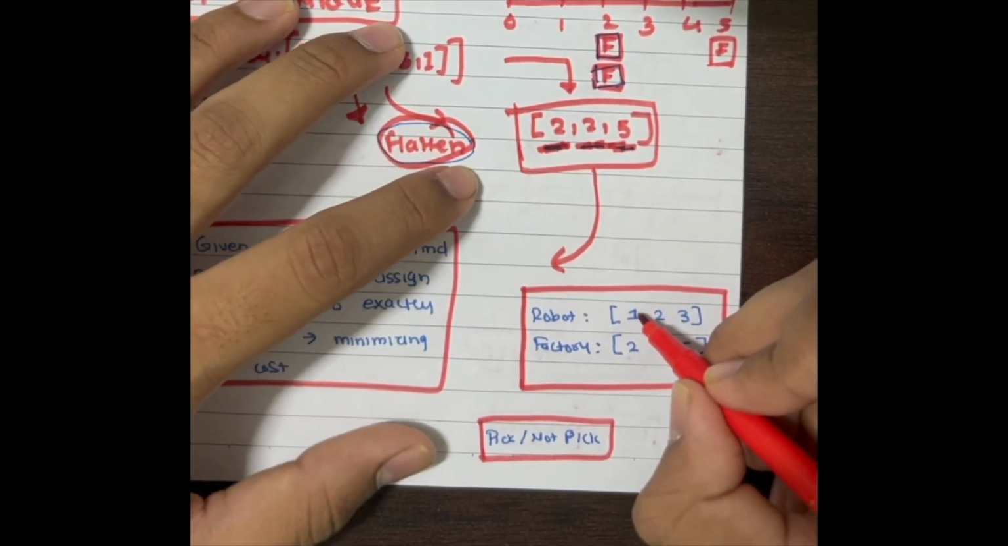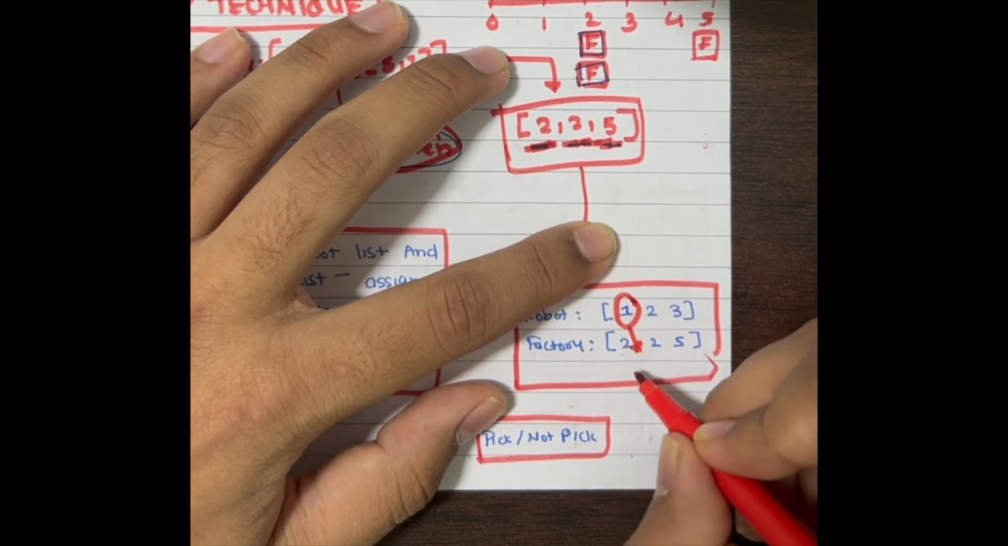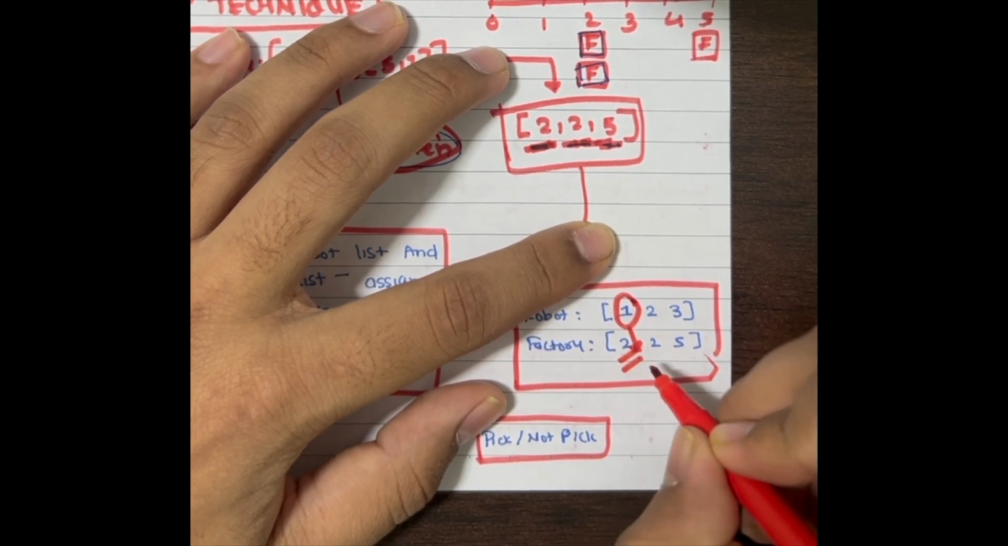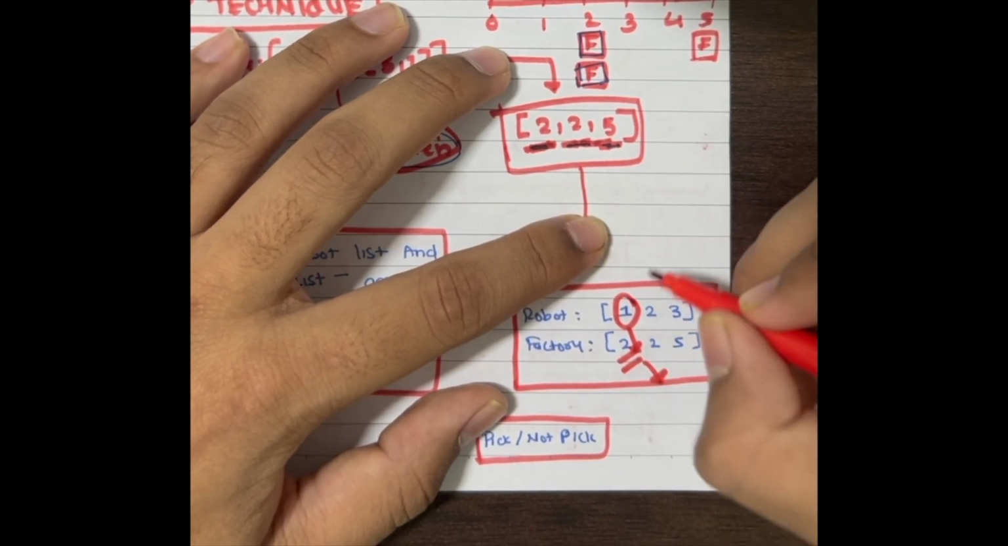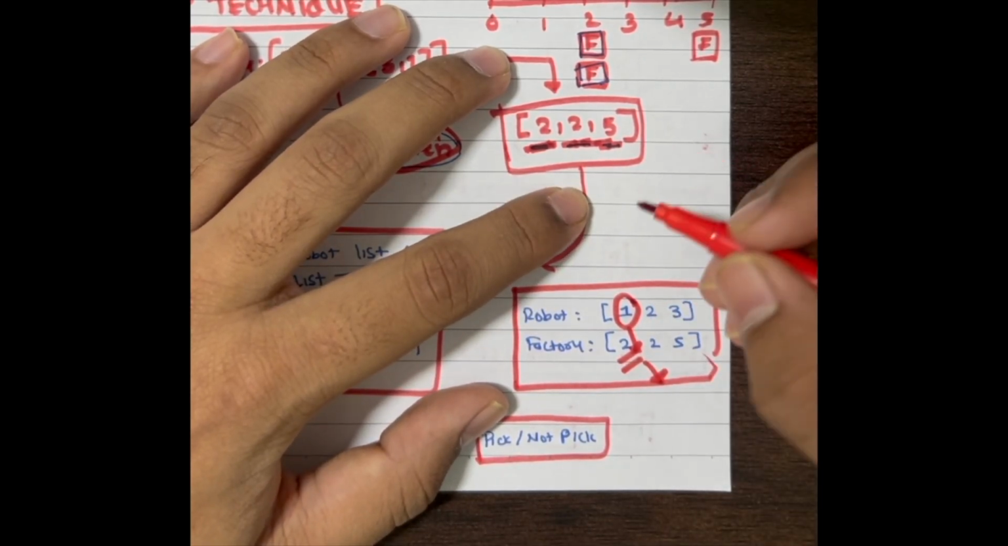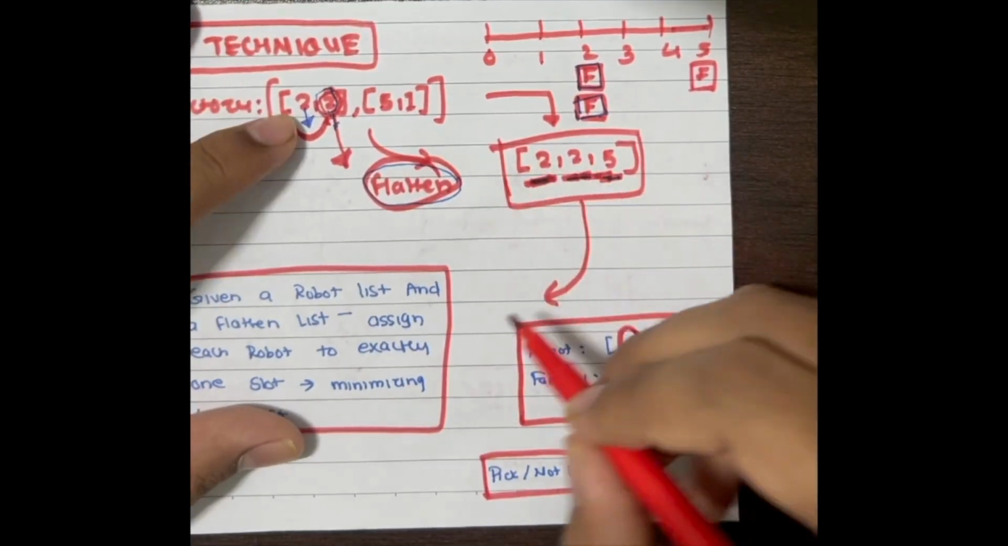So at any particular point for this robot, we can decide, okay, we need to pick this factory or we need to skip this factory. We have seen previously that greedy will not help us. We have to skip things to move forward. So in this way, this DP technique to flatten things will help us.